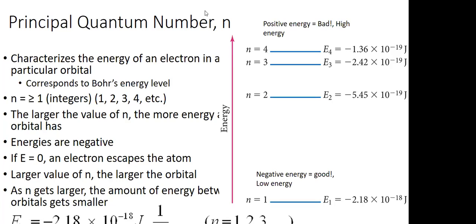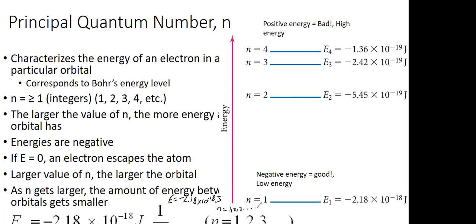Unfortunately, I cannot move the slide up, but I can rewrite the equation, which let me do that. So the equation down here is E equals minus 2.18 times 10 to the minus 18 joules. And it says n equals 1, 2, 3, et cetera. All right.